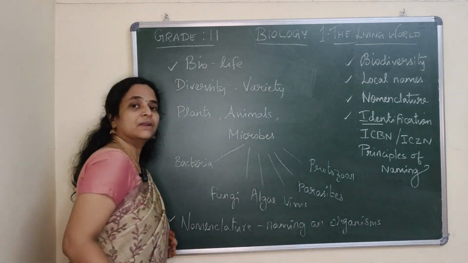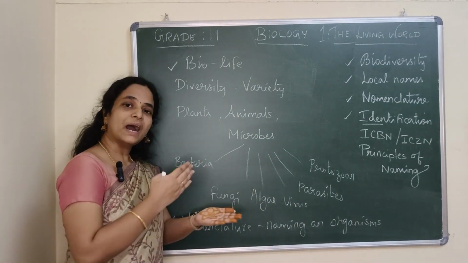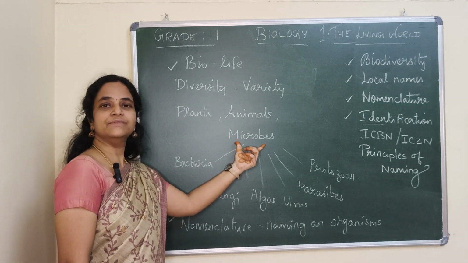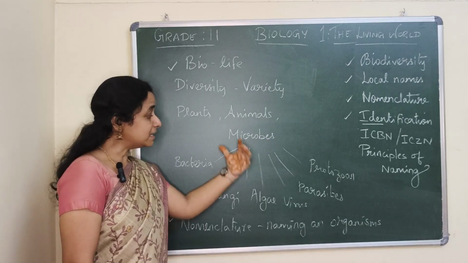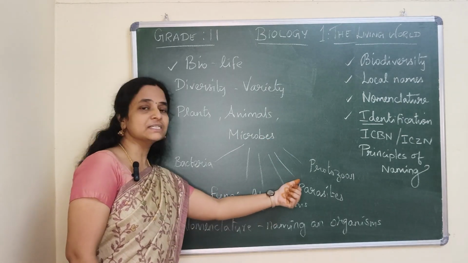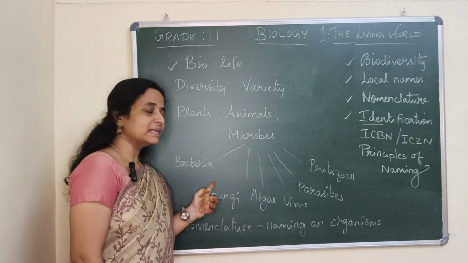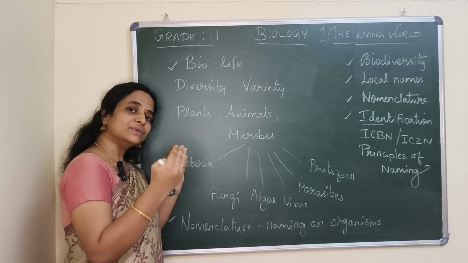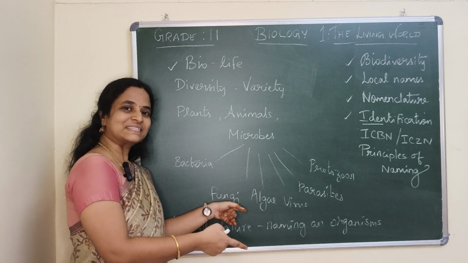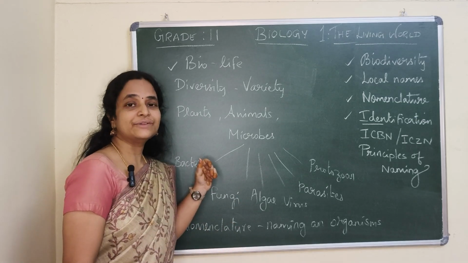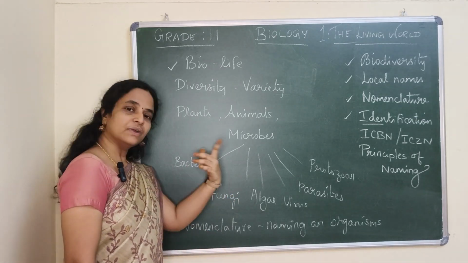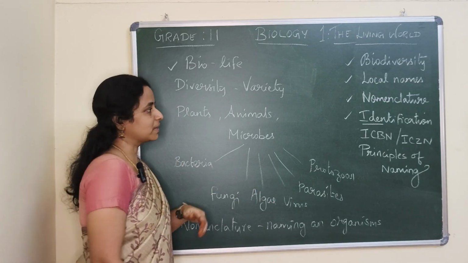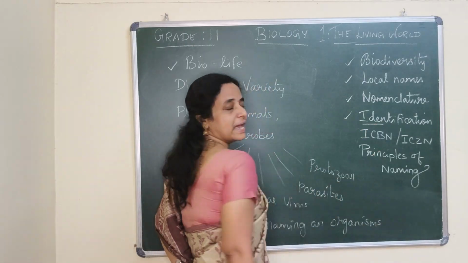So before naming an organism, you need to identify what is that. So we know, I told you, we have a living form called microbes. Under microbes, we have all these varieties. So how do you categorize these varieties? By different names. So how do you say this is this and this is this? Because of identification. So before nomenclature, you need to identify what is what. Okay. So identification is important.